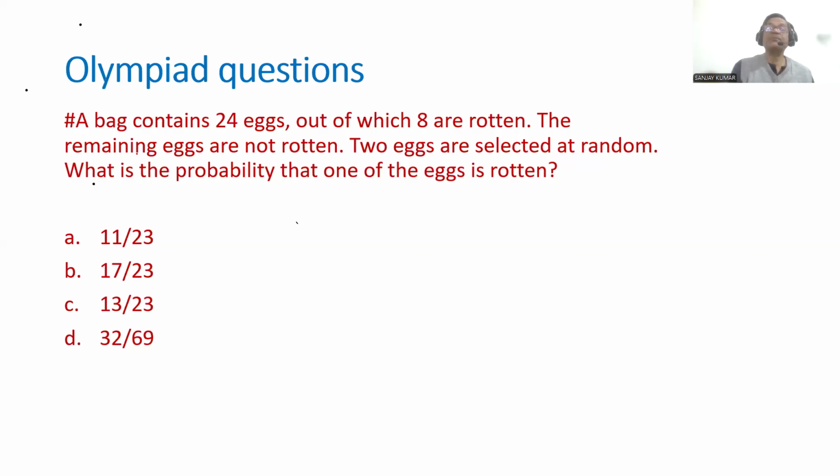It is a probability. Probability, you know, in a coin, when you toss it, either you get head or tail. What is the probability of getting head? So what is the favorable outcome? That is one head. And what are the total outcomes? Head and tail, 2. So probability is 1 by 2. Similarly, here what we have to see is the probability that one of the eggs is rotten. So what are the possibilities?